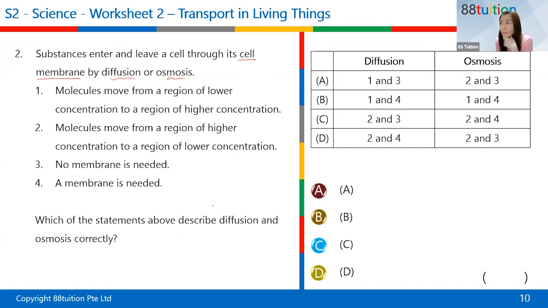Anaki, you want to try this one? Yeah, I think it's C. You think it's C. So let's look at C. 2 and 3 for diffusion, and then 2 and 4 for osmosis. So 2 is the common one, right? Statement 2, molecules move from a region of higher concentration to a region of lower concentration. That is correct. It happens for both osmosis and diffusion. And then diffusion, no membrane is needed here. Osmosis, there must be a membrane. Good. So C is the correct answer.